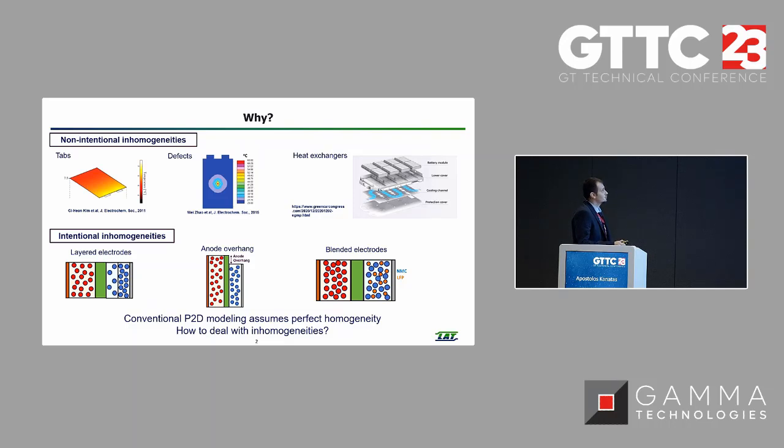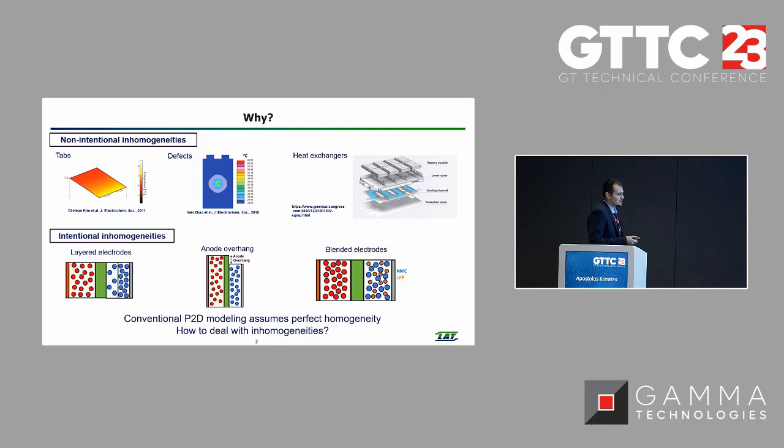First of all, there are two types of inhomogeneities: non-intentional inhomogeneities, like thermal inhomogeneities that may appear due to the tabs design or to defects like an internal short circuit, or due to thermal management via the heat exchangers. On the other hand, we have the intentional inhomogeneities, where the cell manufacturer may, for example, design a layered electrode or a blended electrode in order to increase cell performance, or design this anode overhang region in order to decrease cell degradation.